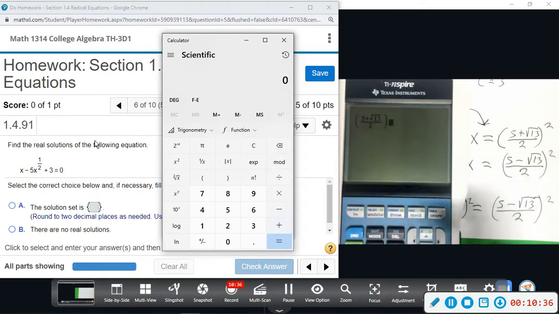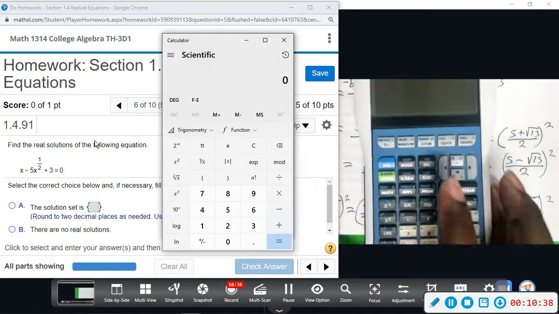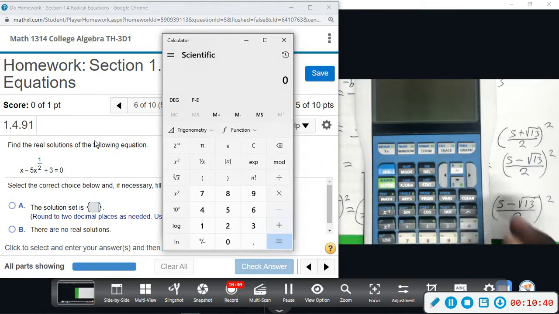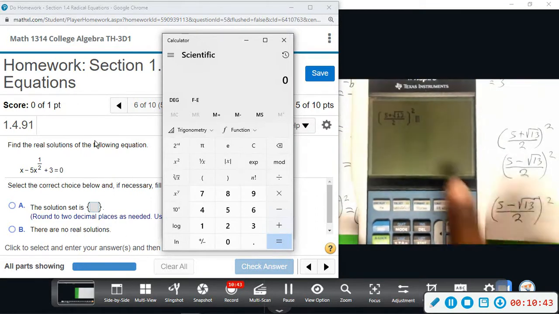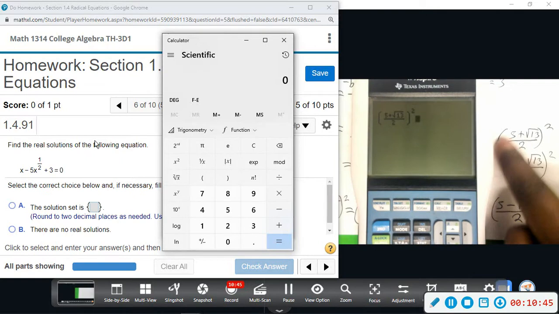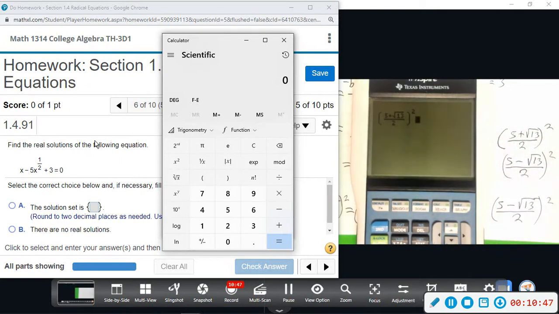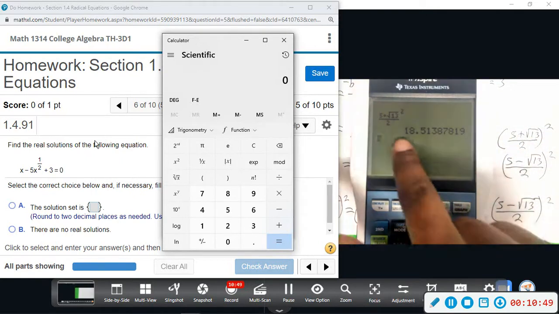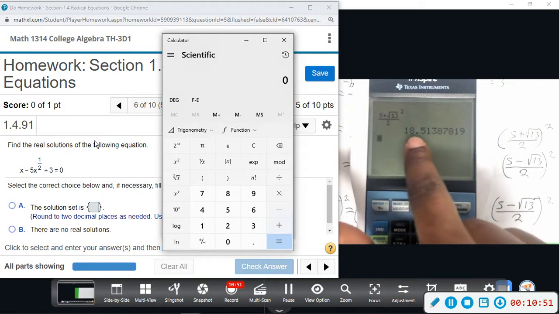And then I'm going to do the x squared button. Okay, so when you hit the x squared button, it now says squared. This looks exactly like what I have written down. I hit enter, and I round to 2 decimal places. That is 18.51.